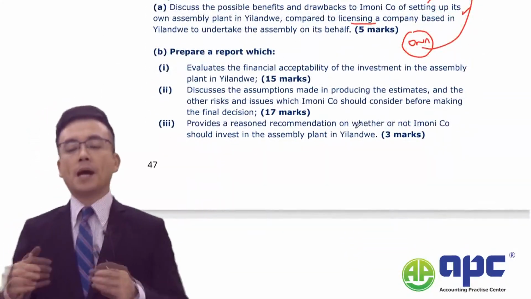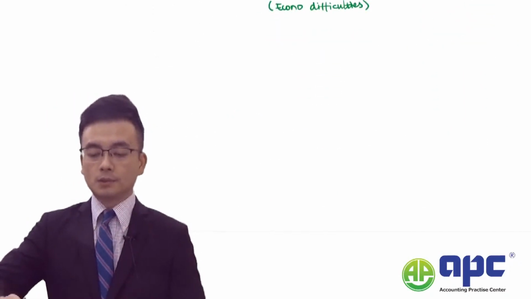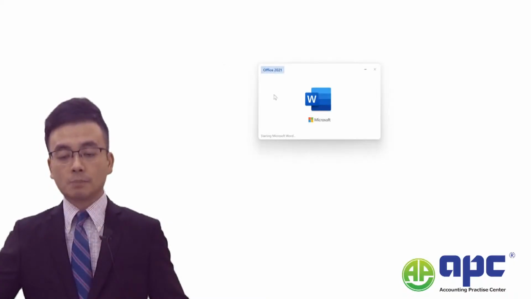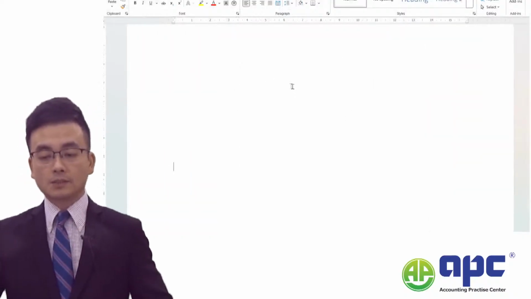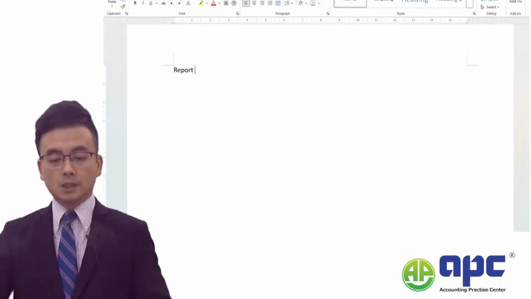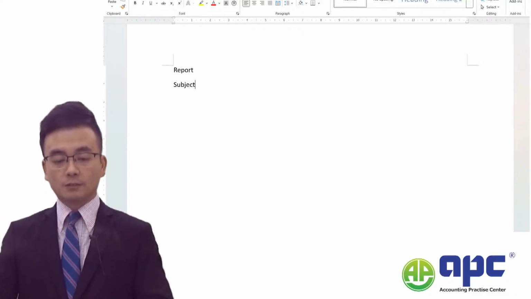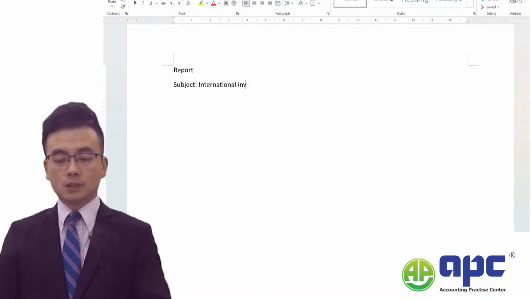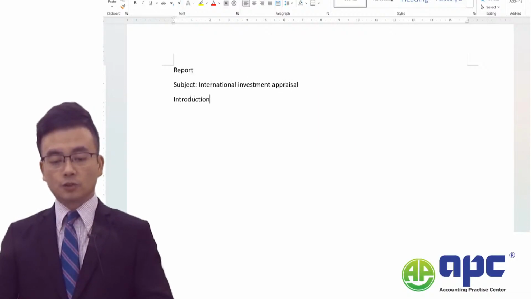To part B, prepare a report. All right, so as a starting point, in the word processor, let's talk about that report. You need to have the subject of the report, and in this case, clearly, it's the international investment appraisal. And then the introduction paragraph.